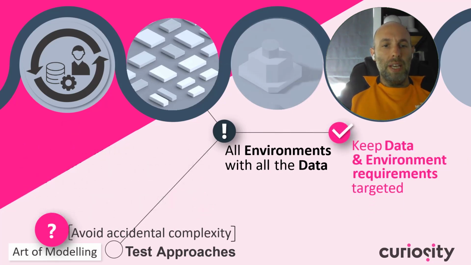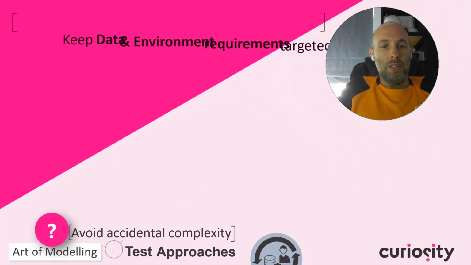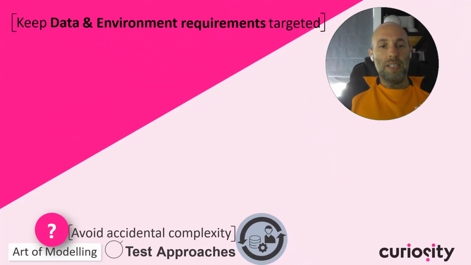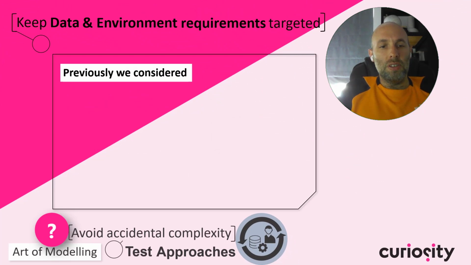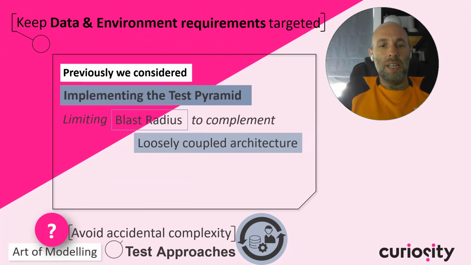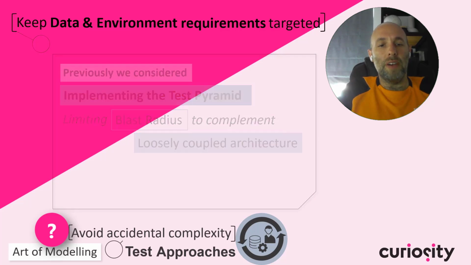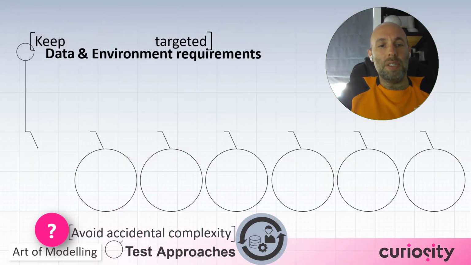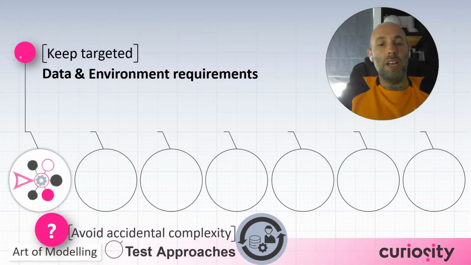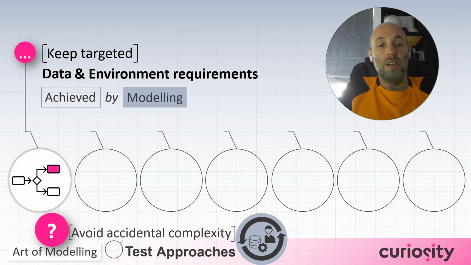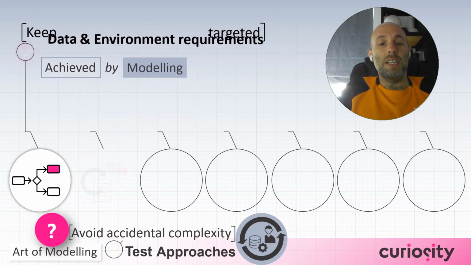The real problem is a lack of thought about how testing should be approached to avoid this complexity. We've learnt in previous sessions about implementing the test pyramid, limiting the blast radius to complement the loosely coupled architecture being developed. All of these steps are key to keeping your data and your environment requirements targeted. Modeling is a great way of achieving these outcomes.